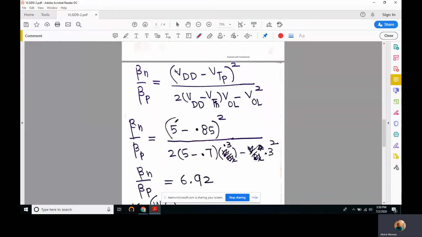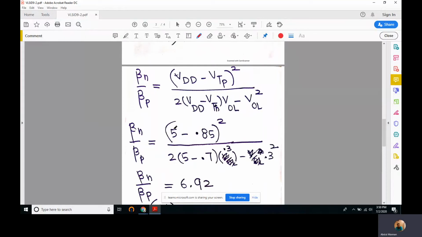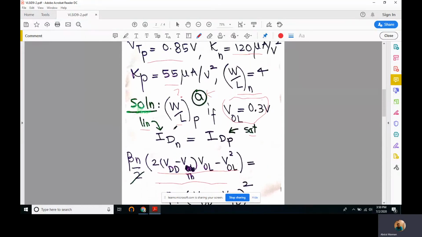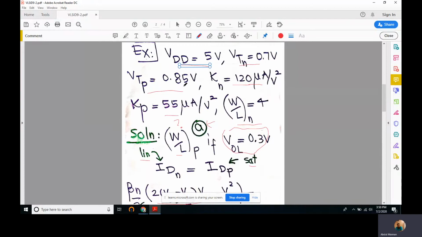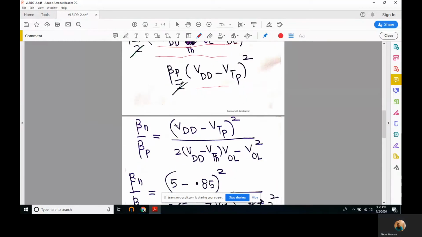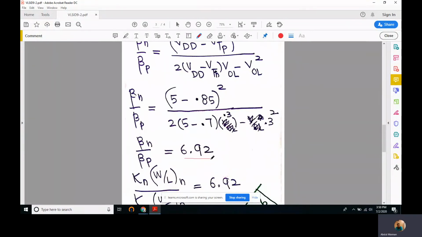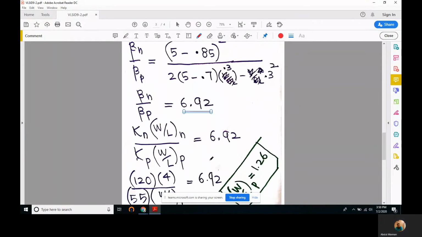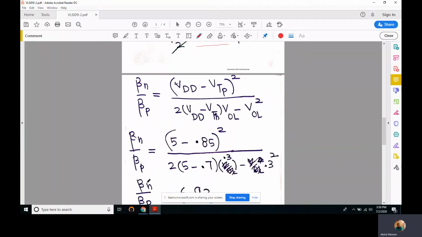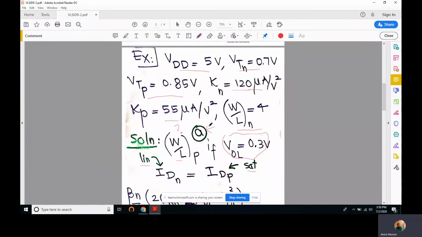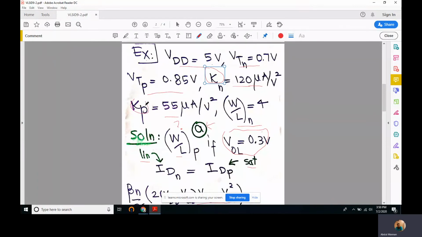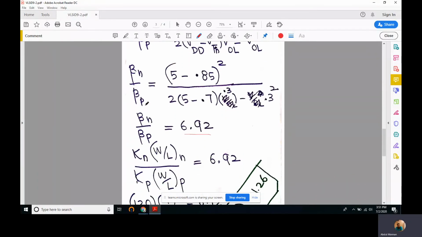Let's put the values. VDD is 5, VTP is given to be 0.85. Inputting all these values, beta n over beta p comes out to be 6.92. And we know from chapter 7 that beta n is kappa n times aspect ratio of n, and beta p is kappa p times aspect ratio of p. Kappa n is 120, kappa p is 55. It's given in the question. So put these values here.